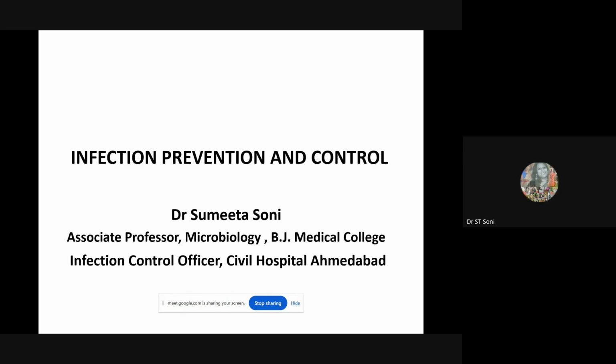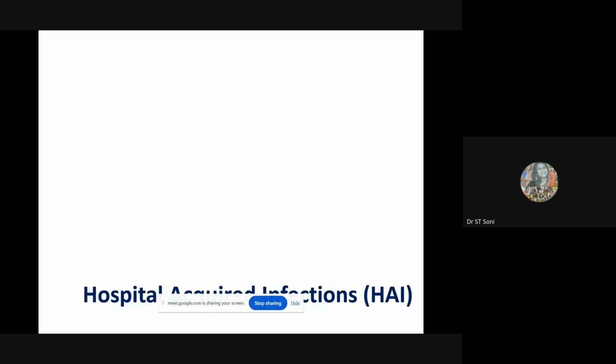So I am Dr. Sumita Soni. I am working as an associate professor in the Department of Microbiology at BJ Medical College, and also the infection control officer at Civil Hospital Ahmedabad. I am also one of the mentors for the state government of Gujarat for infection prevention and control, and also a part of the IPC program national body.